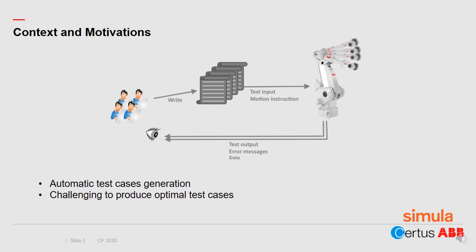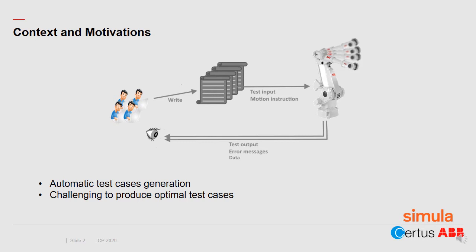Once the test is written, it can be launched either on a real robot or a simulated system. After the execution of this test, the test engineer can have a look at the test output, error messages, or data coming out from the robot in order to detect if there is any problem inside this robot.